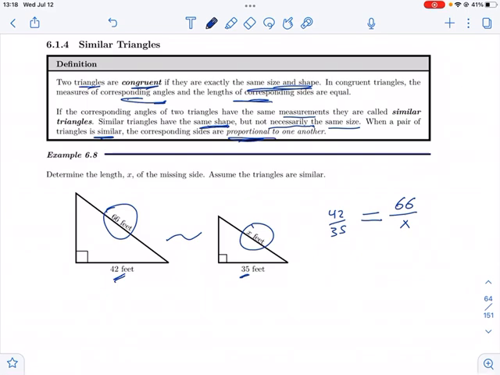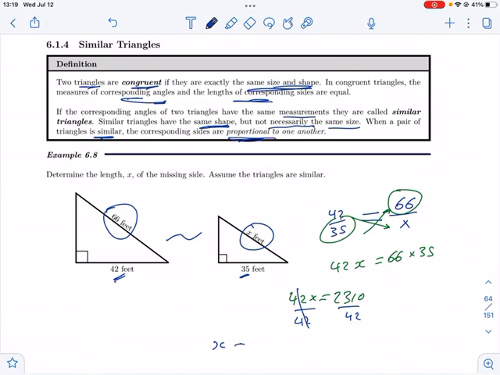So how to solve this? We can cross multiply. So we have 42 times x equals 66 times 35. Now what is 66 times 35? 66 times 35 is 2,310. And then to solve this, we divide by 42, the coefficient of x. So x is equal to, now we use the calculator to divide 2,310 by 42. That's 55. So we know that this is 55.